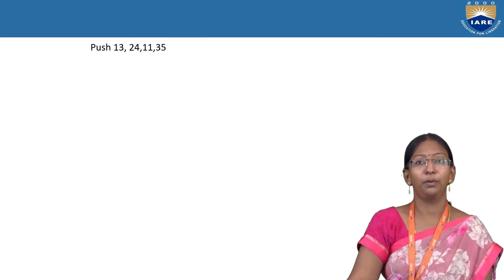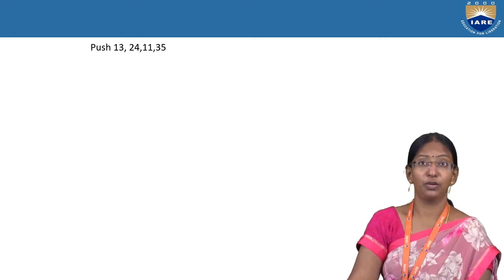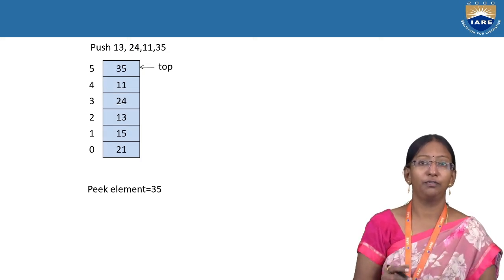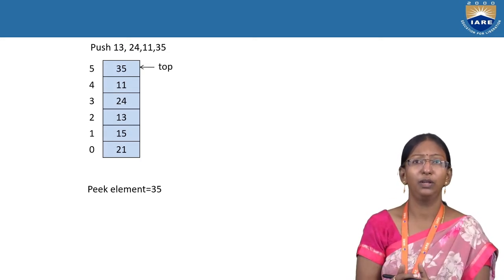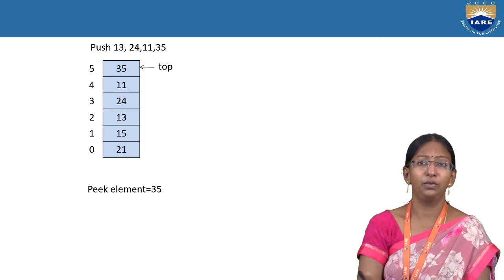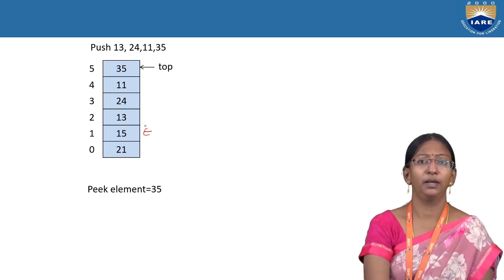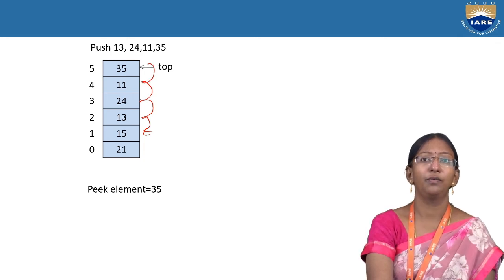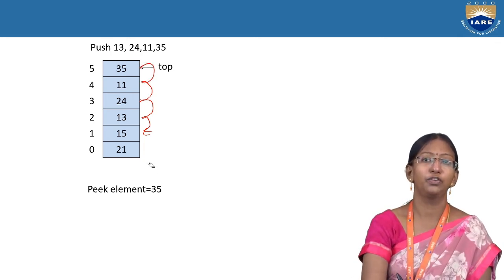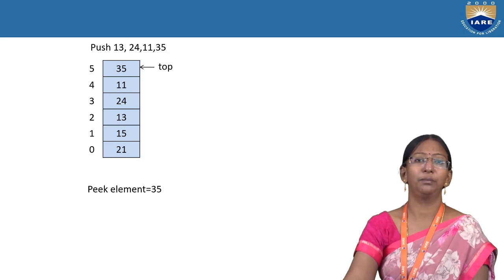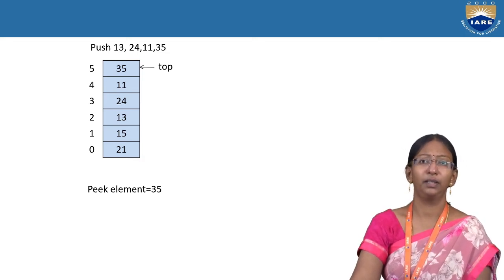Right? So now I'm going to push 13, 24, 11 and 35, one by one. I've shown you insertion of 21 and 15. Now I have inserted 13, 24, 11 and 35. So top will be moving one after the other. Actually it was here. After pushing 13, top will be pointing to 13. After 24, it will be pointing to 24. After that, it will be pointing to 11. Now it is pointing to 35. Right? So top position was changing like this. Now top is pointing to 35 and the peek element is 35, the element pointed by top.